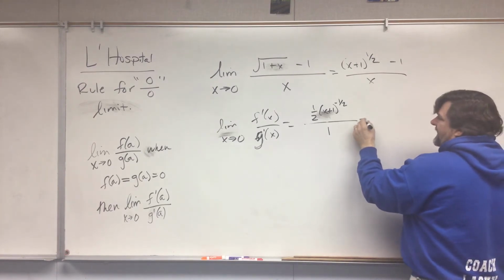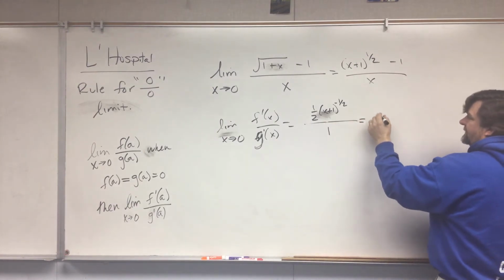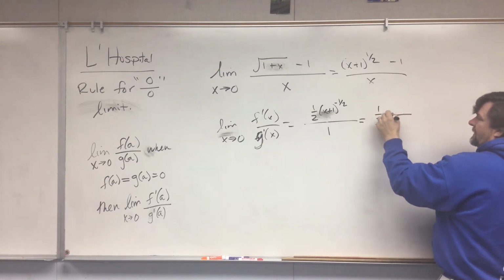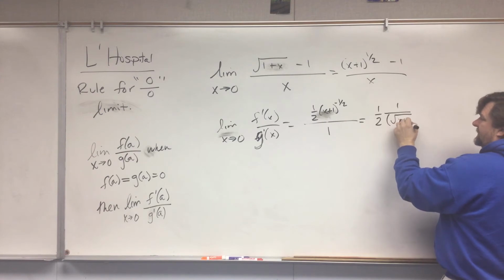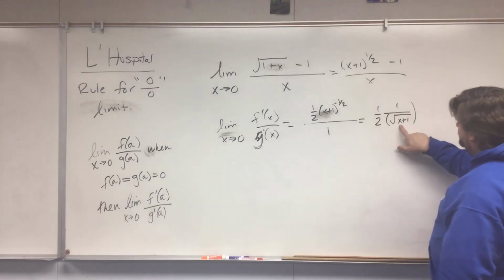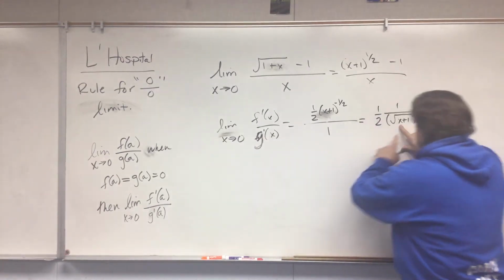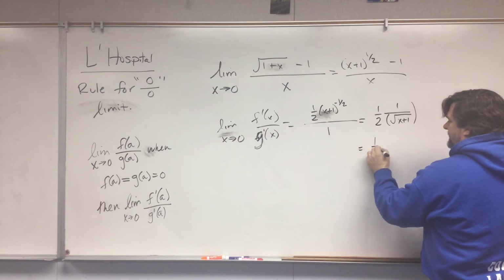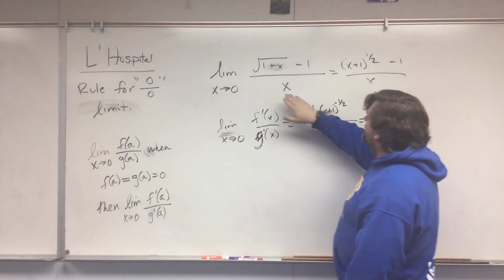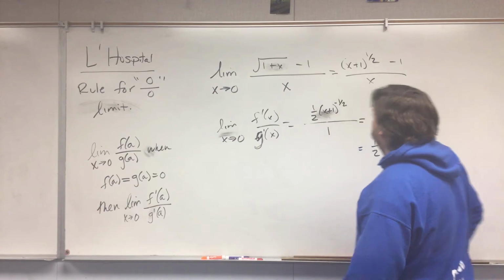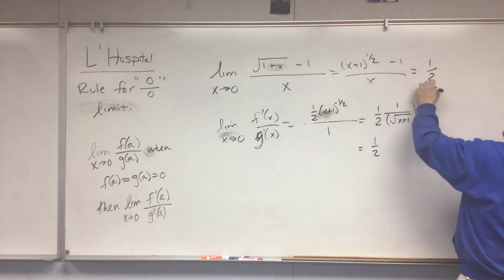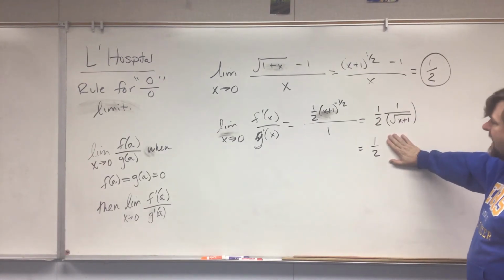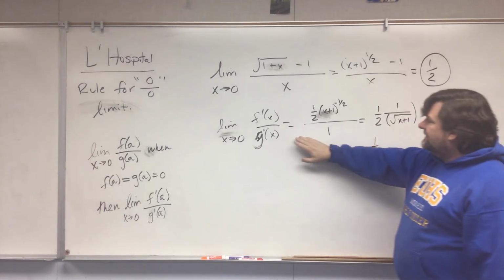So if we look at that, we kind of rewrite it. The 1 disappears. We get 1/2 times the square root of x plus 1, which, plug in 0 now, we get 0 plus 1 is 1, 1 times 1/2, and our limit is 1/2. So the limit as x approaches 0 is 1/2. And we can find that by taking the derivative of the top and the bottom.